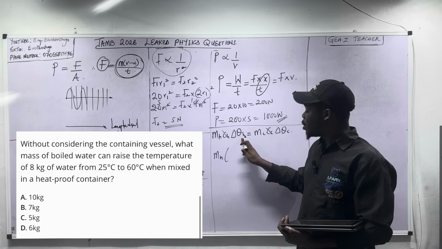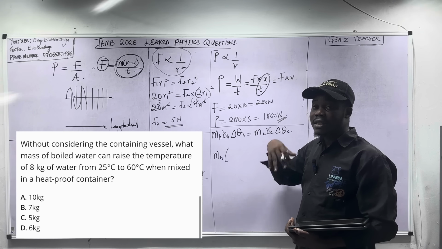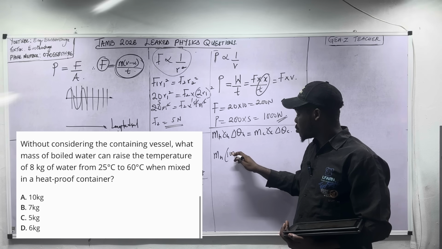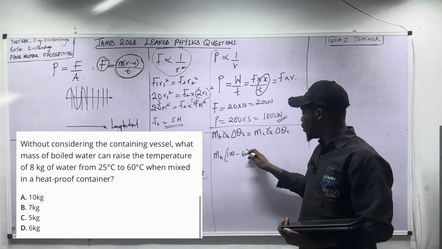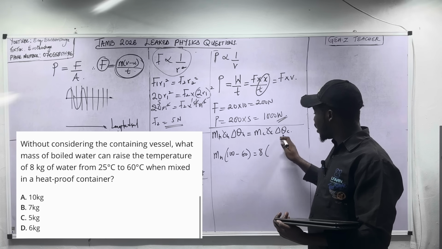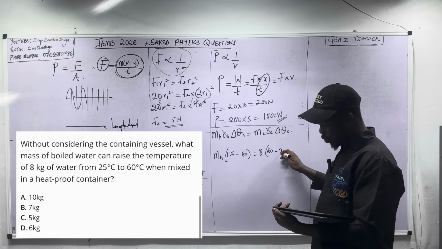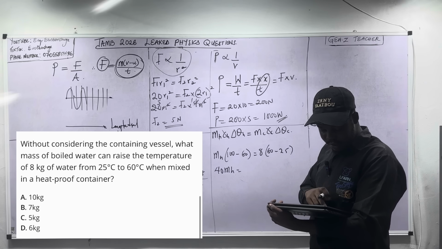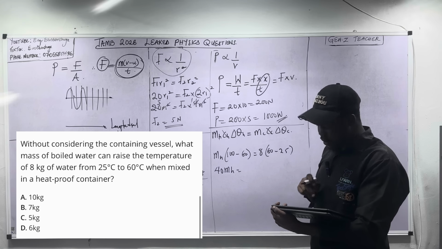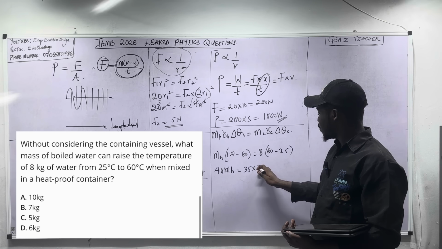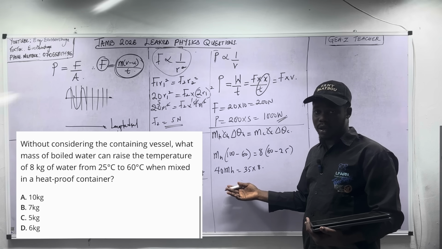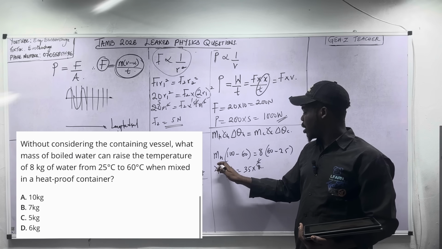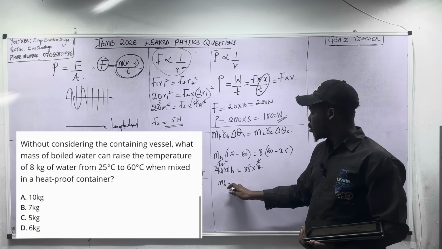So MH. Now, the temperature change will be the higher minus the lower. For the hot water, the higher is the higher temperature, which is the boiled. For you to be boiled water, you must be at 100 degrees Celsius, minus the lower one, the final one at 60. So we have this here equals the mass of cold, which remains as 8, and then the change for this guy is 60 minus 25. So we have 40 MH equals, this should give you 35 times 8. Now quickly we can just divide from here. 4 goes into 40 ten times, and 4 goes into 8 two times. 2 here 1, 2 here we have 5. And then 5 here 1, we have 7. So the mass of hot water should be 7 kilograms.